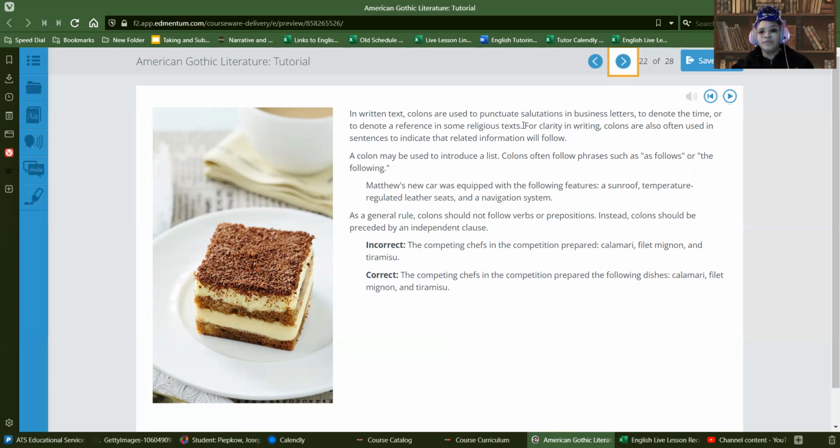It says for clarity in writing, colons are often used in sentences to indicate that related information will follow. So basically, at the end of a complete sentence, you can use a colon to let someone know, I'm going to give you more information about this. You can say something like, the sounds she heard were eerie, and then you can add a colon and then list the actual sounds. Wailing far off in the distance, the scraping of nails on a chalkboard, and a suspicious growl whose direction couldn't be placed.